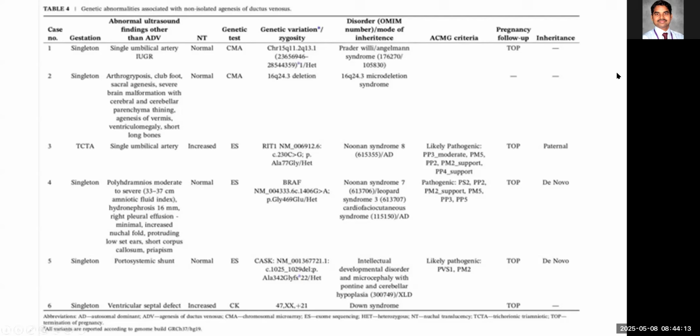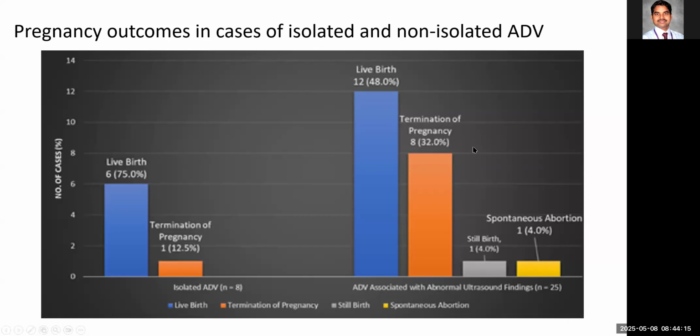Yeah, okay. Oh, I have to proceed. Coming to pregnancy outcome, 18 live births were recorded, 6 cases of isolated ADV, and 12 cases with associated abnormal ultrasound findings, in which termination of pregnancy was more in non-isolated cases. There were 8 cases of termination of pregnancy. Yeah. And there was 1 stillbirth in the non-isolated category.